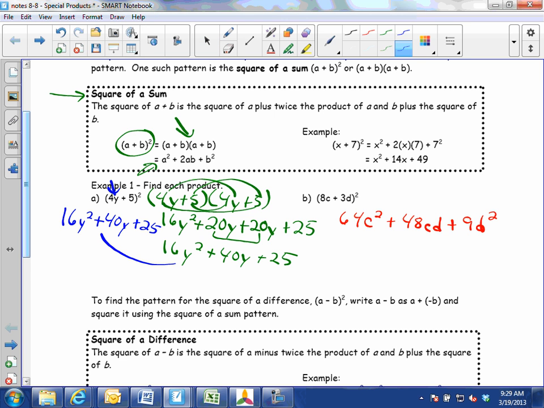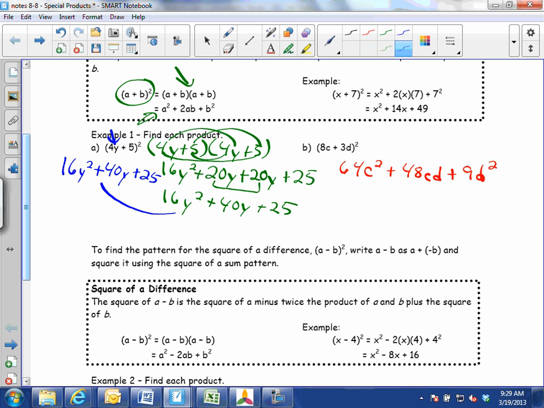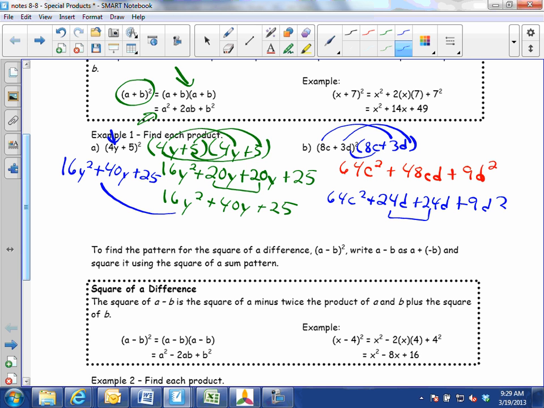Okay, if you're not sure of yourself, we can always go back and FOIL it. It's just a little bit more work. So that would mean I'm going to take it times itself. So I would go 8c times 8c gets us 64c squared. And then we would do the outside, which would get us 24cd, inside, 24cd, and then last, 9d squared. Put those together, same thing. Is that cool how that works? You don't have to do so much work.